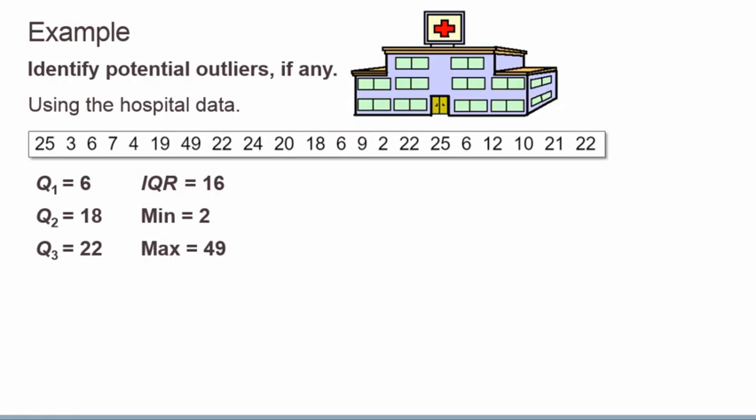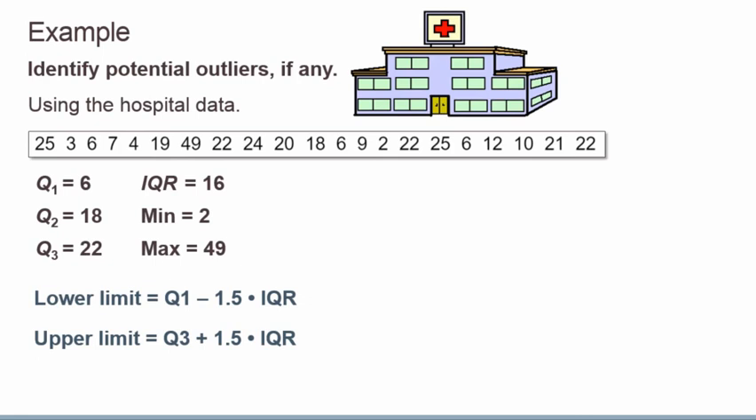Example: identify potential outliers, if any. Using the hospital data, we know our Q1 is 6, Q2 is 18, Q3 is 22, the IQR is 16, the min is 2, the max is 49. We want to find our lower limit and upper limit. Our lower limit is Q1 minus 1.5 times IQR, which is 6 minus 1.5 times 16, which gives us negative 18. None of our data points are smaller than negative 18.